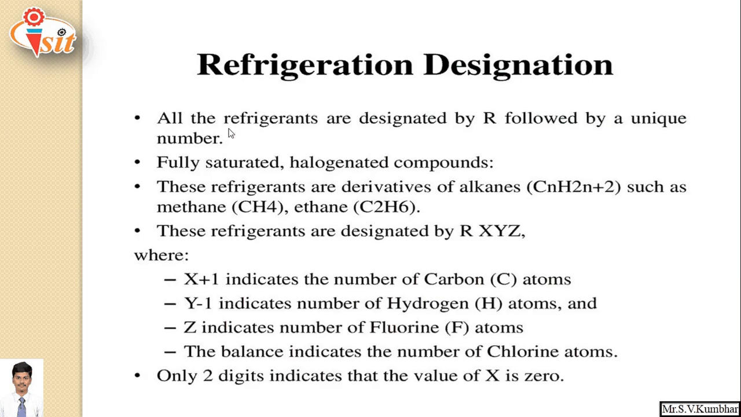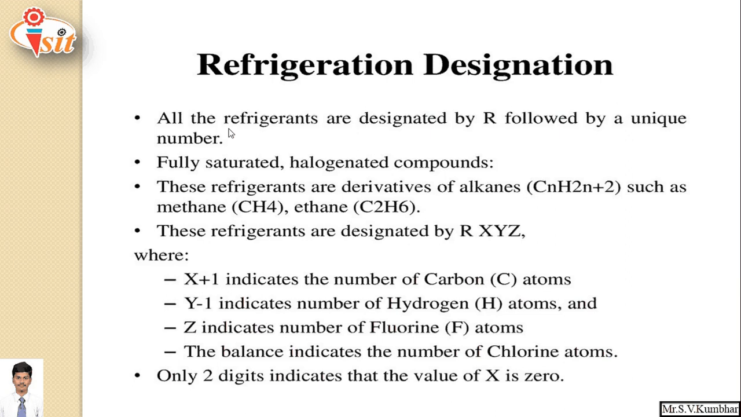Next point is refrigerant designation. All the refrigerants are designated by R followed by a unique number. As I already told you, R717, R12, R100, R114. So R represents a refrigerant followed by a unique number.